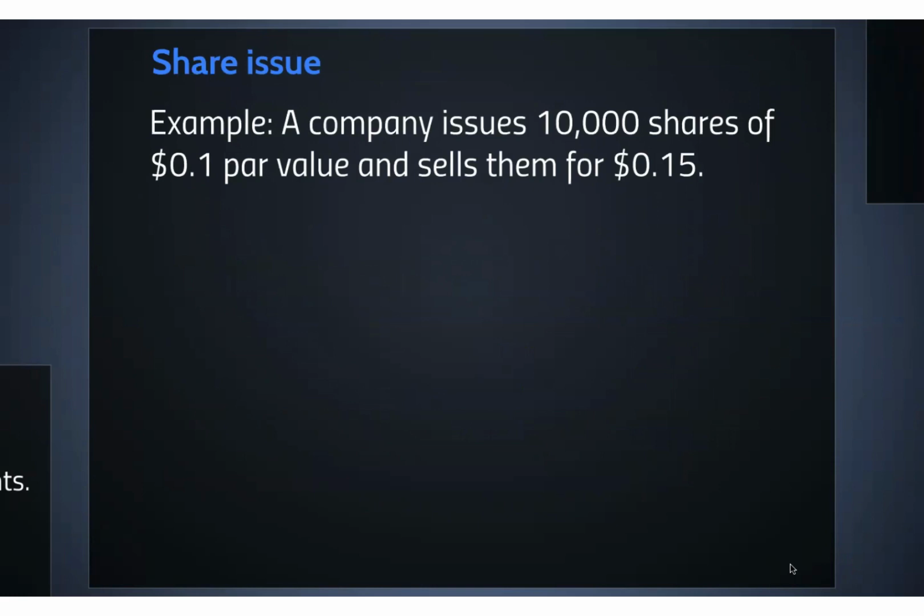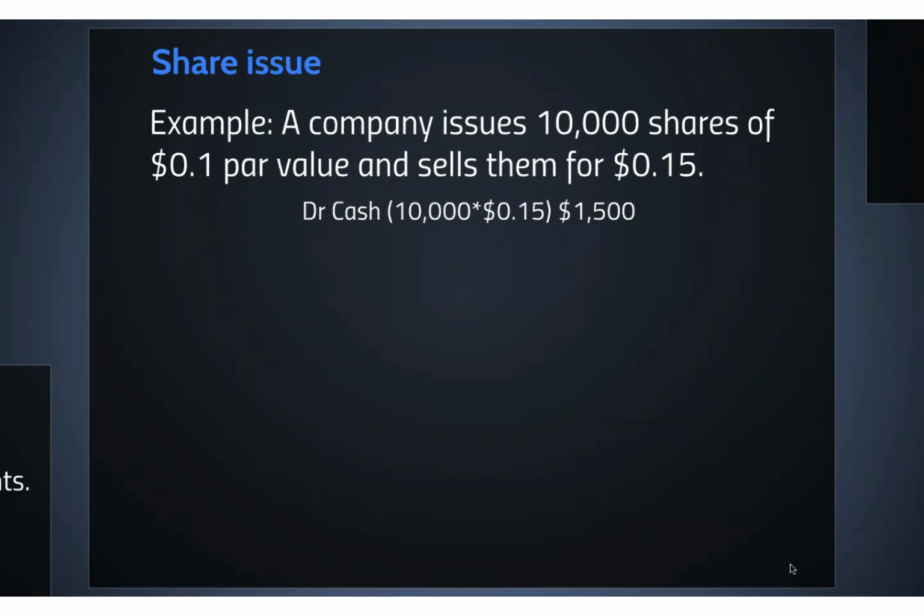The company issues 10,000 shares of $0.1. So this is par value, 10 cents, and sells them for 15 cents. So we can see the company sells shares with premium. How should we account for that transaction?